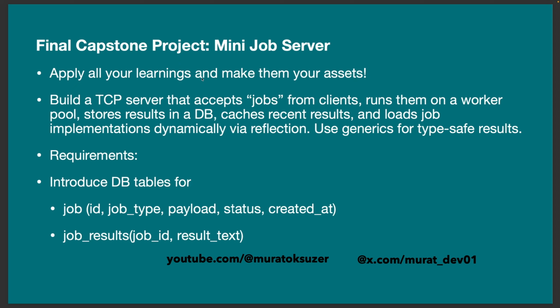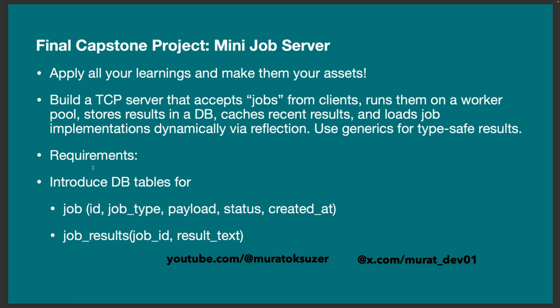Here are the requirements. Build a TCP server that accepts jobs from clients, runs them on a worker pool, stores the result in a DB, caches recent results, and loads job implementations dynamically via reflection. Use generics for typed results. Here are the DB tables to create. Job table and job results table.